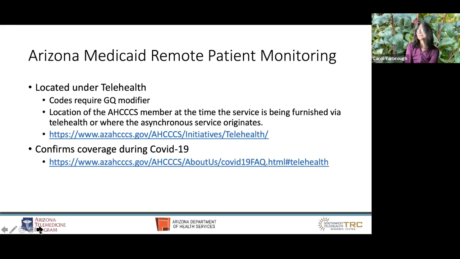All right, so we're going to go to the basics. We're going to talk about Arizona Medicaid, otherwise affectionately known as ACCESS. They're a little bit different. So Arizona Medicaid, remote patient monitoring, different nomenclature.